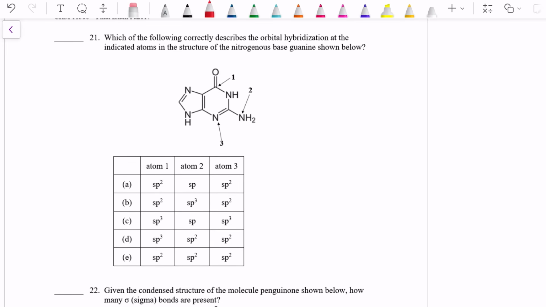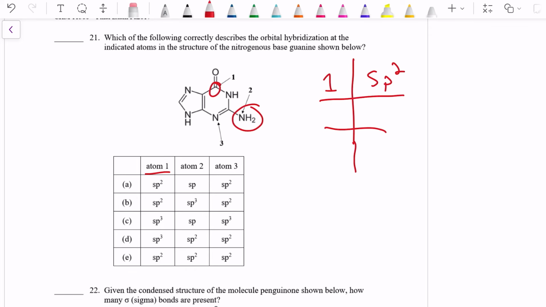21. Which one of the following correctly describes the orbital hybridization at the indicated atoms in the structure of the nitrogenous base guanine shown below? Atom 1, I see 3 bonds, so we'll do this. The first atom has sp2 hybridization. This N has, once again, 3 bonds. Therefore, it has sp2 hybridization. And this N only has 2 bonds, so it is just sp hybridized. Important. So let's actually pick our answer choice first before I make a mention of something.